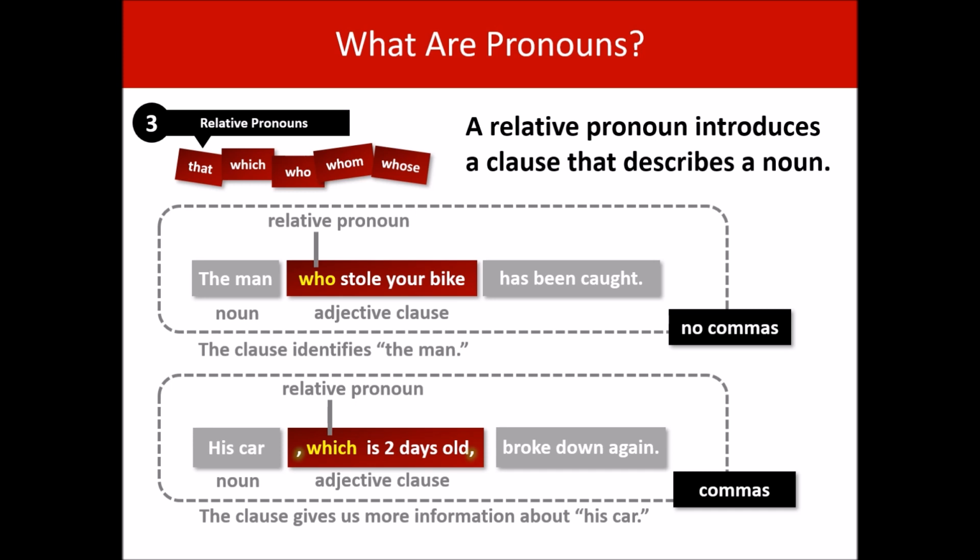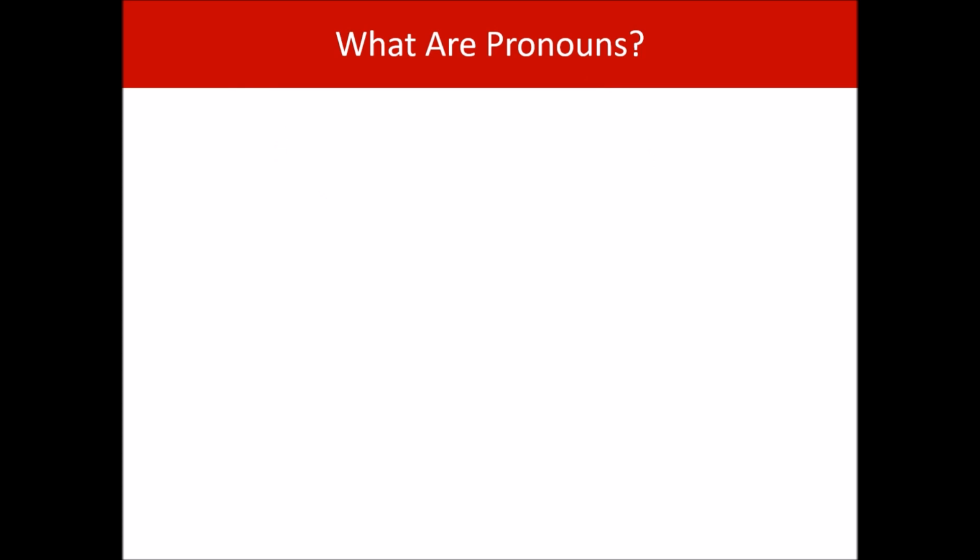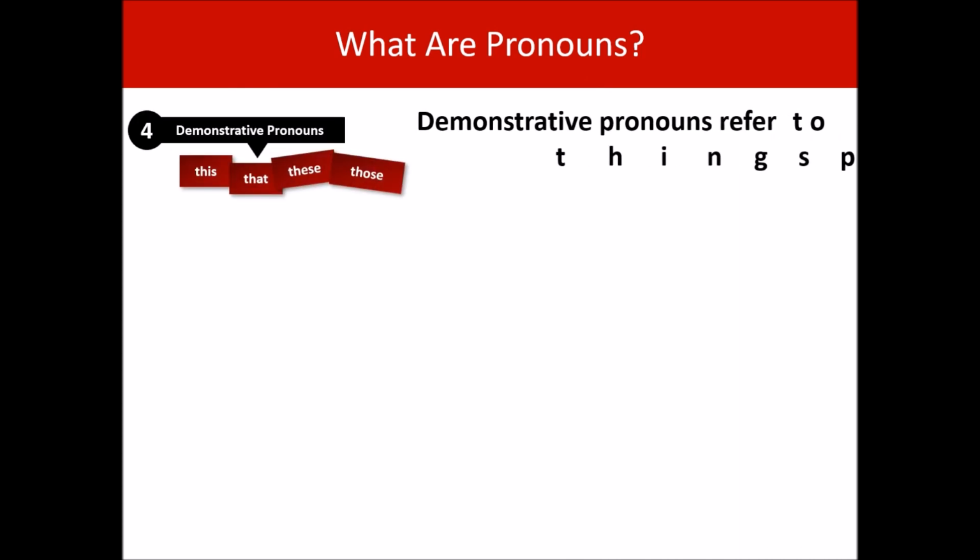This is a key point for relative pronouns. If the relative pronoun heads a clause that defines the noun, no commas. If it heads a clause that's just additional information, use commas. Okay, there's more about that on the website. Let's move on. Number 4, demonstrative pronouns.